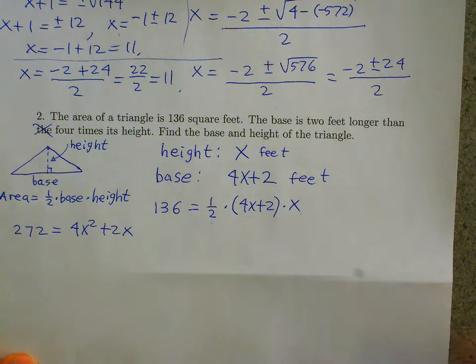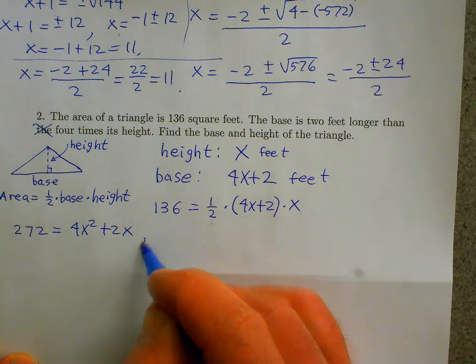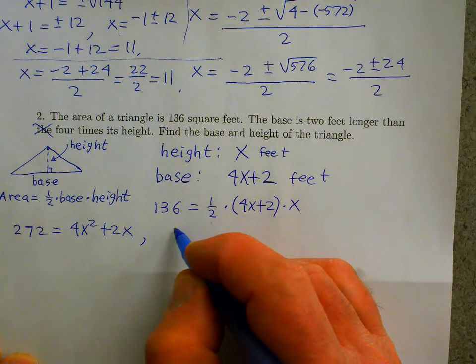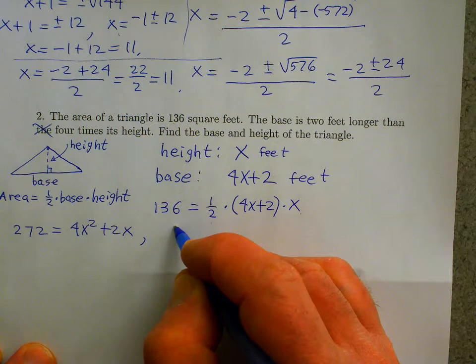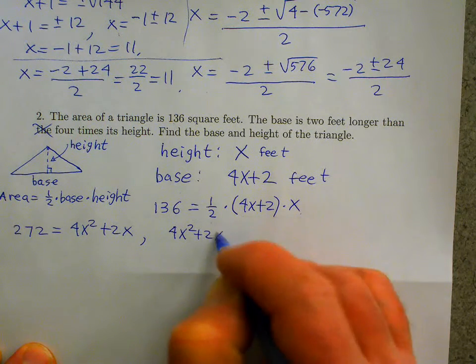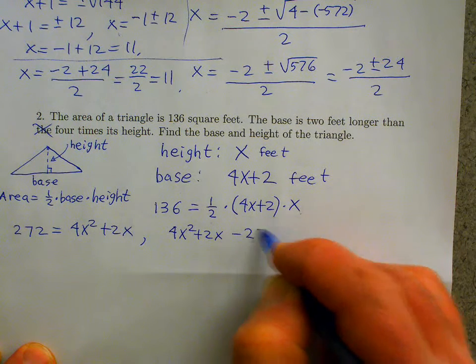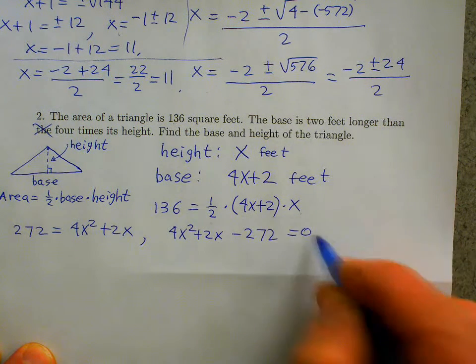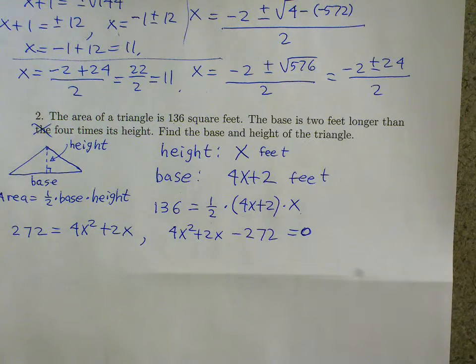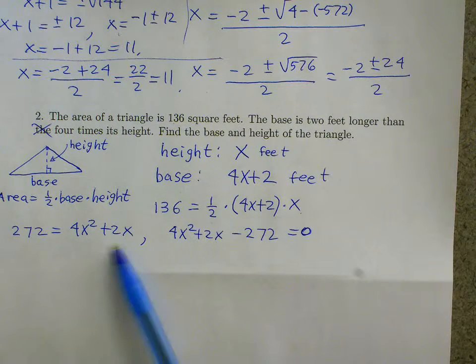And then we'll write this in standard form. So I'm going to subtract 272 from both sides. And I'll put all of the terms on the left-hand side. So we'll get 4x squared plus 2x minus 272 equals 0. That's equivalent to having 0 equals 4x squared plus 2x minus 272.